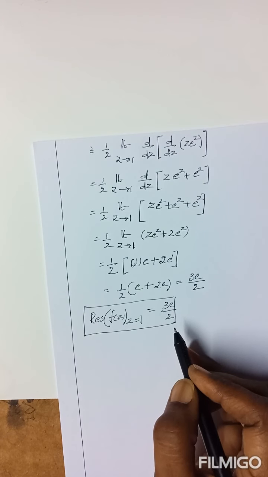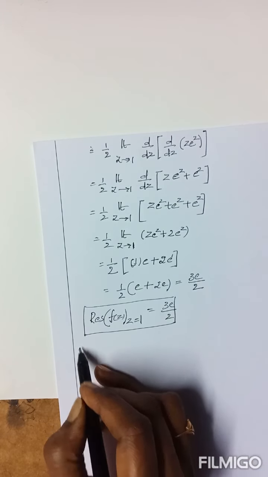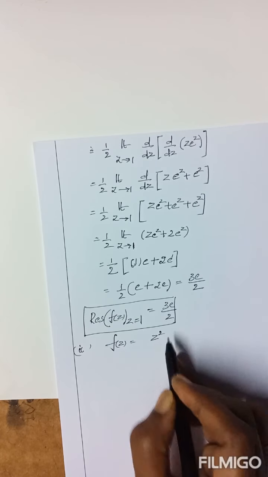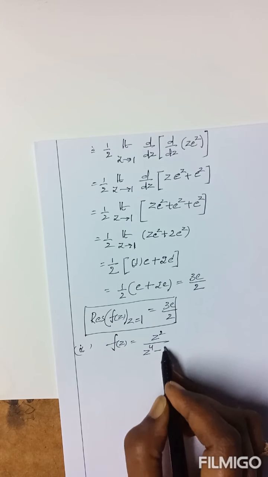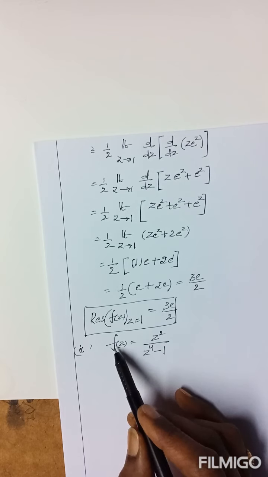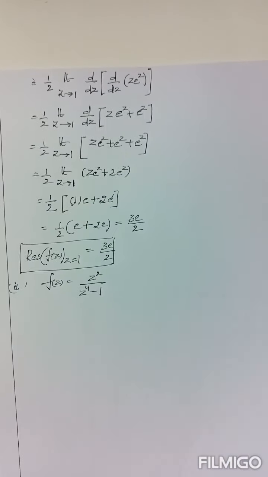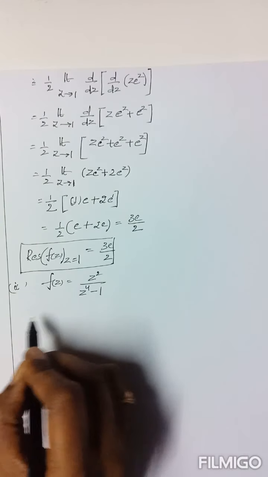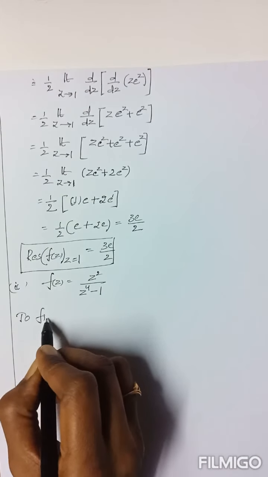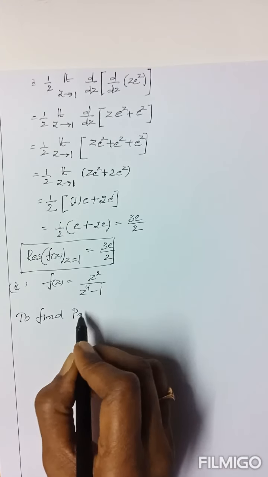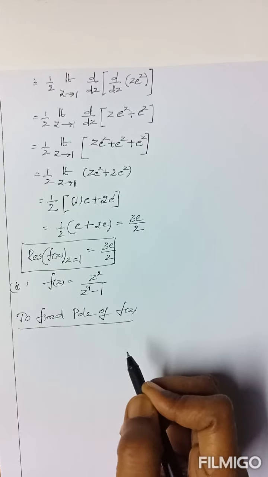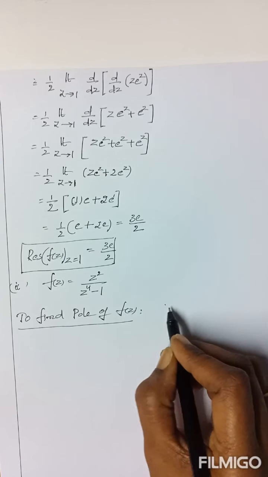Okay. The second given question is f of z equals z square by z power 4 minus 1. This is the function defined in terms of z, so its name can be taken as f of z. After that, poles. To find the poles of f of z, equate the denominator to 0.